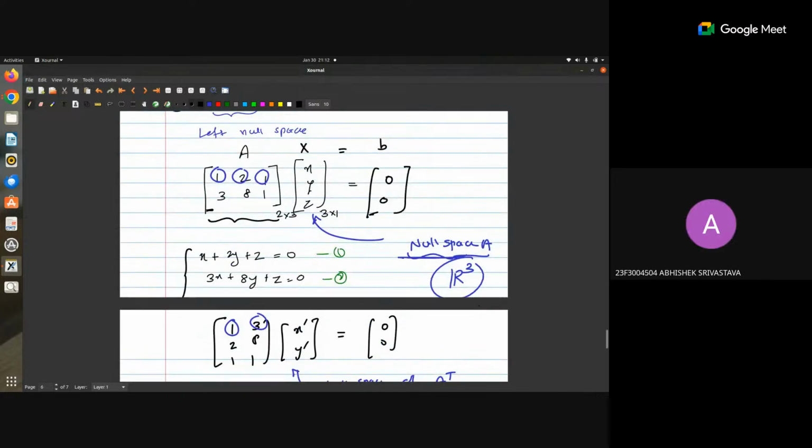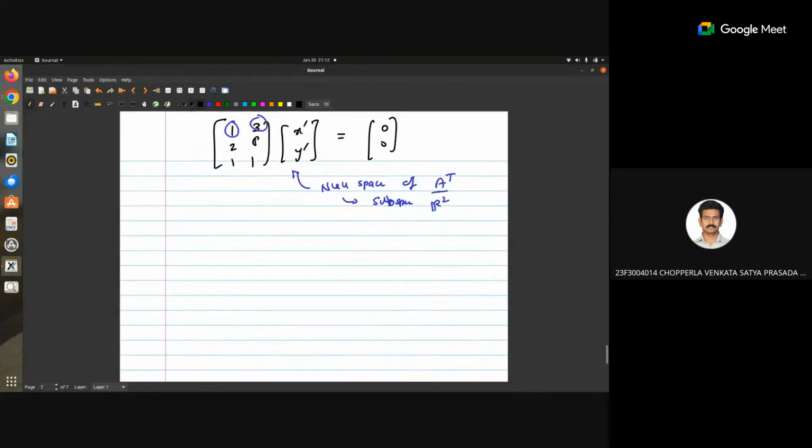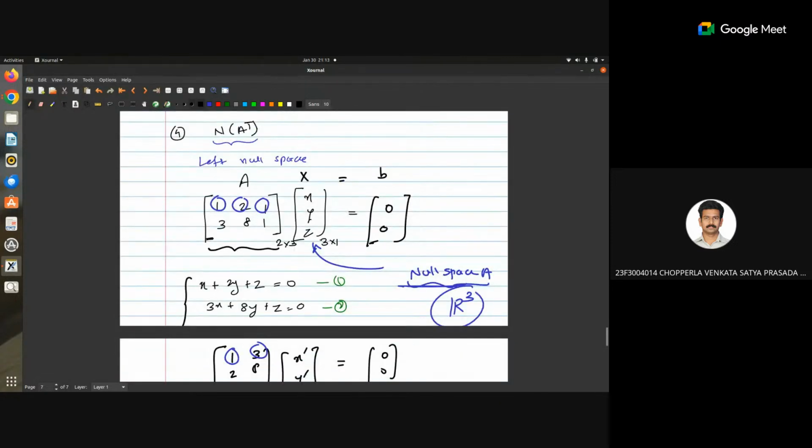Matrix is not a vector actually. Sorry, matrix is not a vector. It is just an operator. Yeah, it's an operator. But my columns are representing the vector, or my rows are representing the vector. I should know, no?